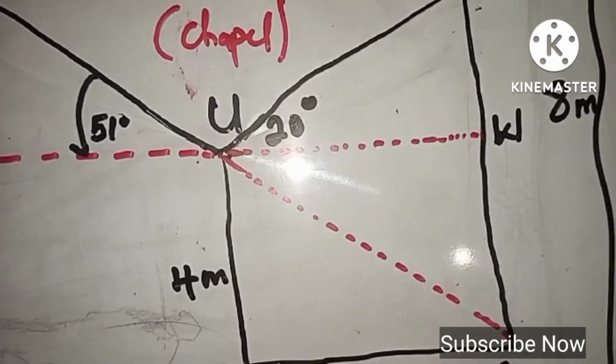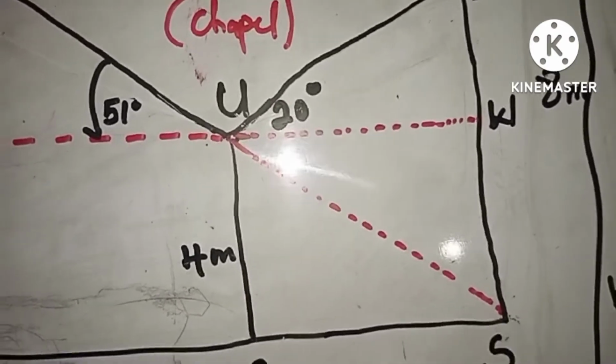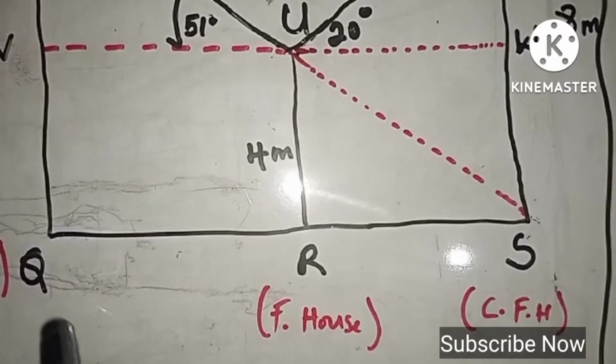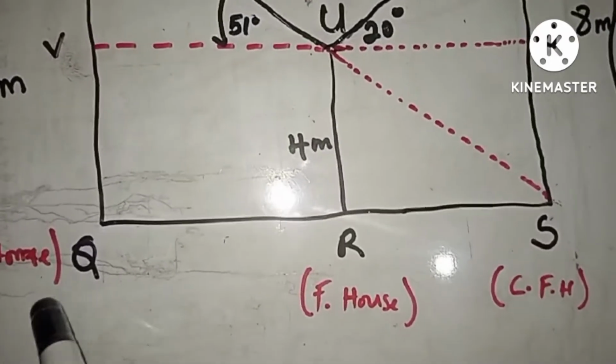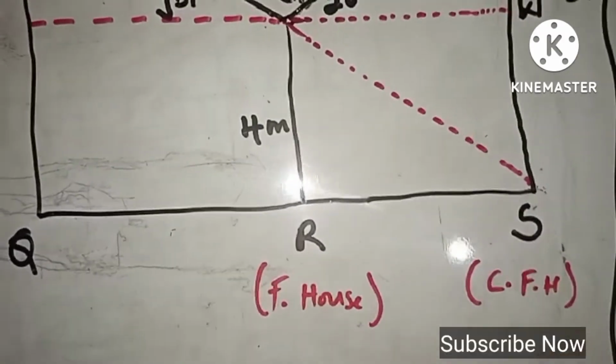Then they say find, correct to two decimal places, the distance between Q and S. So Q and S mean that we want to determine the length, how long the distance is that we are going to cover from our home here to your childhood friend's house. That is very, very simple, right? So let's see how to do that.